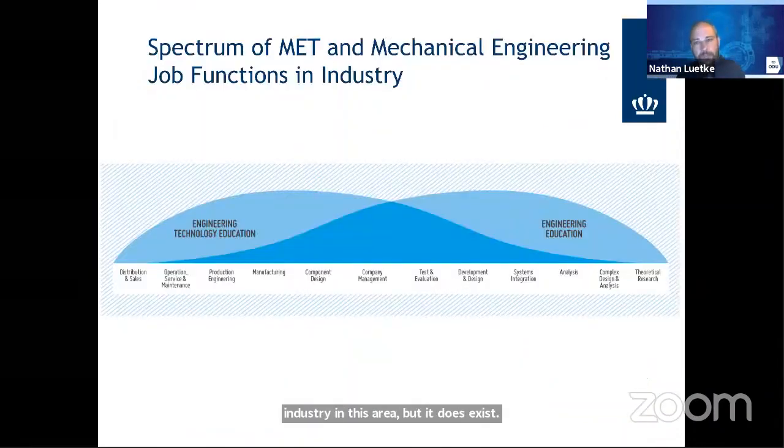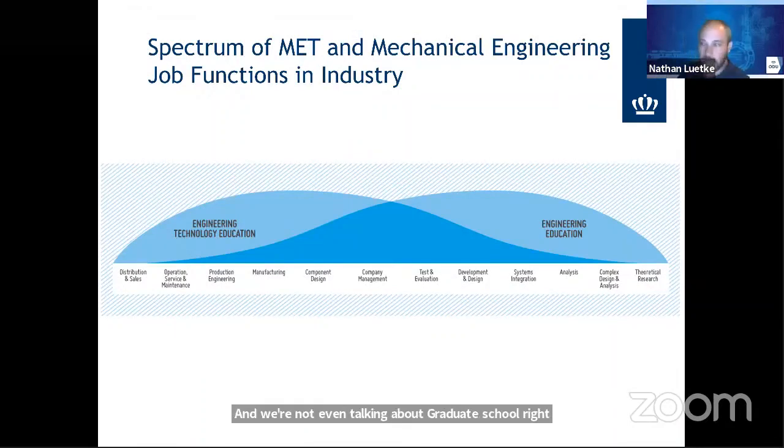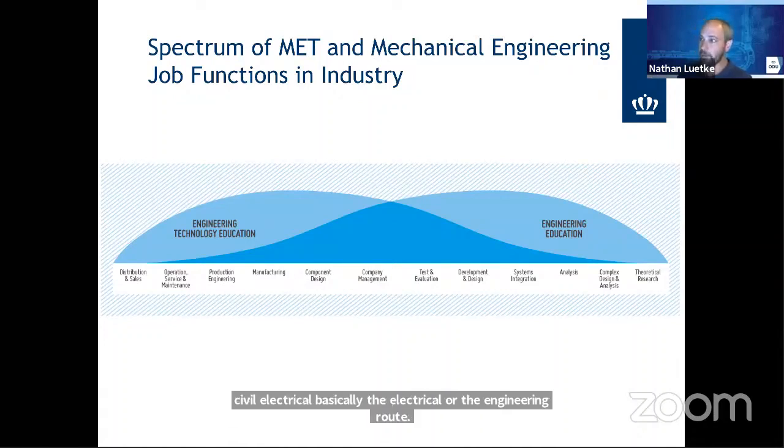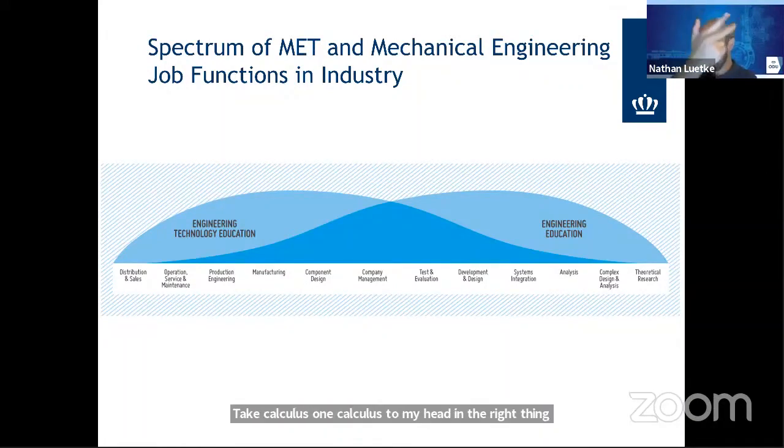And this is a brief spectrum of what you would expect as an engineering technology graduate versus an engineering graduate. We're not even talking about graduate school right now. This is just the basic undergraduate degree. If you do want to go to graduate school in engineering, I always recommend going the mechanical, civil, or electrical engineering route, because that's going to prepare you with all the math classes. Engineering graduates take Calculus 1, Calculus 2, Calculus 3, and ordinary differential equations. And then once you go to graduate school, you have to take partial differential equations 1, and usually part 2, sometimes part 3. A lot of math.